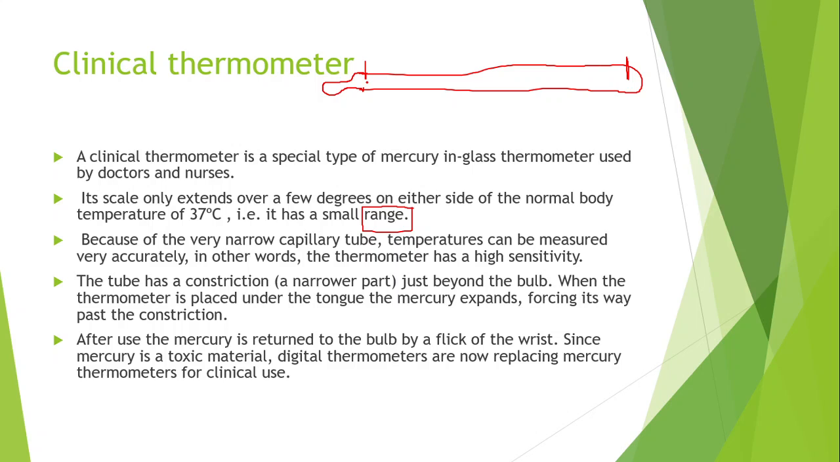They also have this constriction just beyond the bulb, like right after the bulb. Where the thermometer is placed under the tongue, the mercury expands, forcing its way past the constriction. So that constriction basically makes a way out to the narrow capillary tube and causes the mercury to expand linearly.